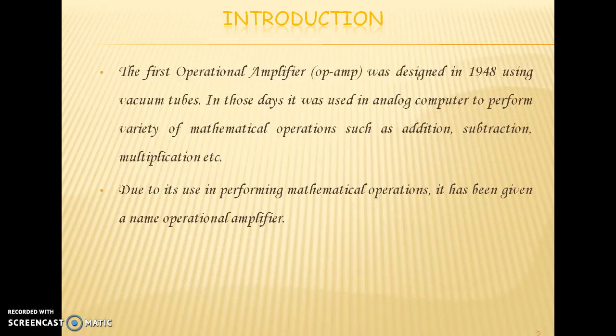The first operational amplifier was designed in 1948 using vacuum tubes. In those days, it was used in analog computers to perform a variety of mathematical operations such as addition, subtraction, multiplication, etc. Due to its use in performing mathematical operations, it has been given the name operational amplifier. The early op-amps were bulky, power-consuming, and expensive.